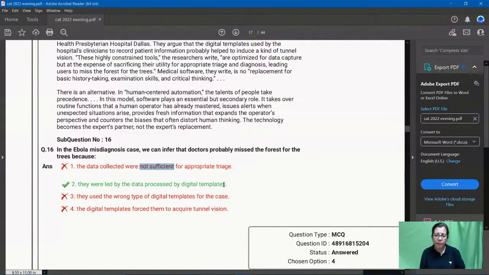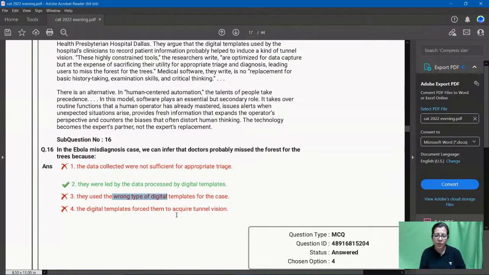Then they were led by the data processed by digital templates. I'm confused. I don't know कि ये होगा कि नहीं. Go to the third one. One is eliminated. Option 1. Option 3 says they use the wrong type of digital templates. Wrong type तो है ही नहीं. Constrained, limited, missing the forest for the trees. Okay, so I know the meaning and that's why I'm able to eliminate.